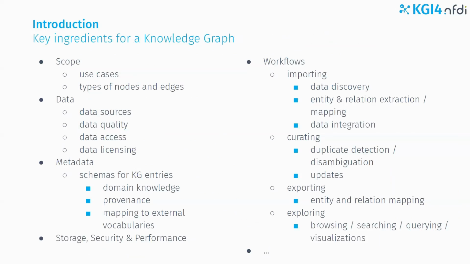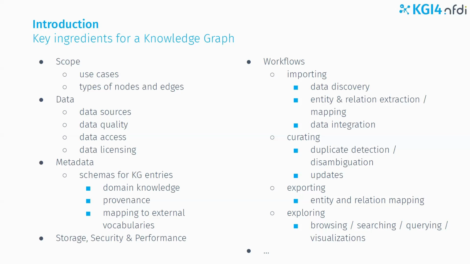In order to build knowledge graphs, there are a number of key ingredients that are necessary. First, you need to have a scope. You need to know what should go into the knowledge graph and what shouldn't. That includes the entities and also the links between the entities. What kinds of links do you want to have there? You need to think about the data sources, like where should the information come from that you want to combine in the knowledge graph? What's the quality of the data?